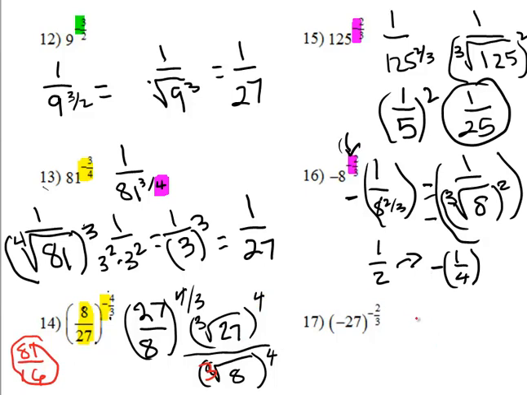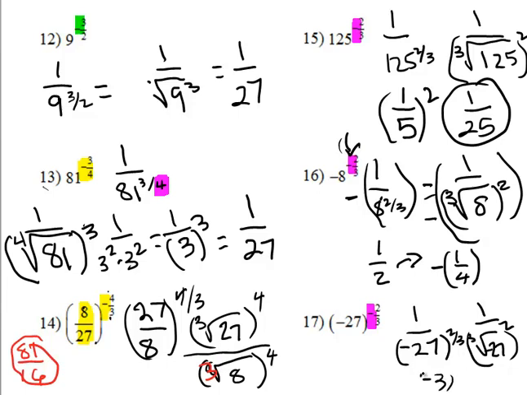Here I'm going to do the same thing. My first step is to make it a reciprocal. So I have 1 over, and since this is in parentheses, this negative stays with the 27. So then I have 1 over negative 27 to the 2/3. And what is the cube root of negative 27? Well, cube is odd, so it's negative 3. And then I'm going to square that, and in the very end I have positive 9 as my answer.